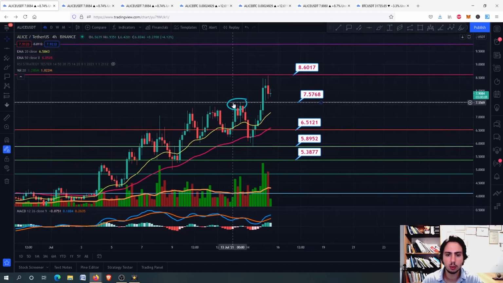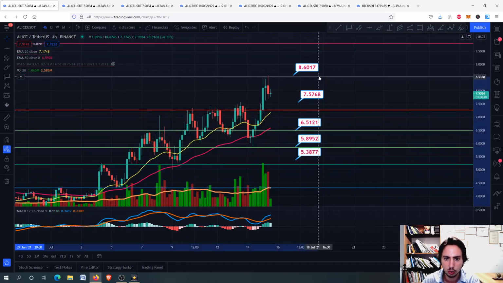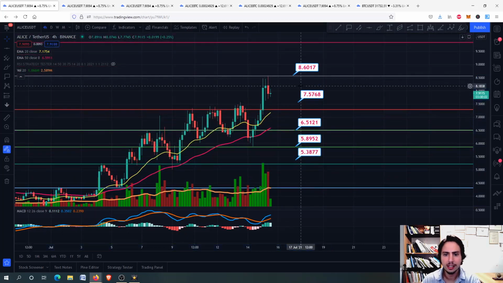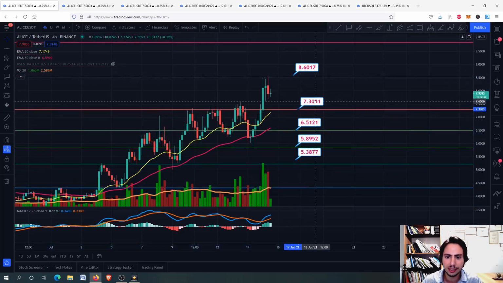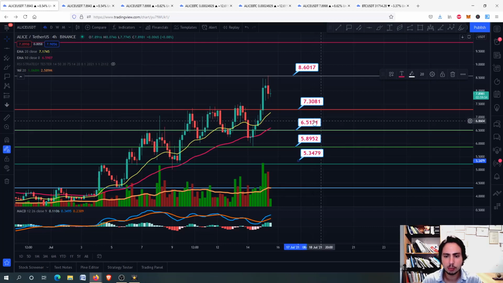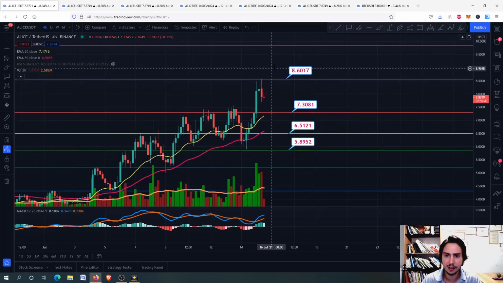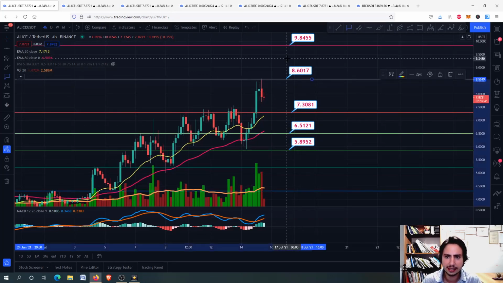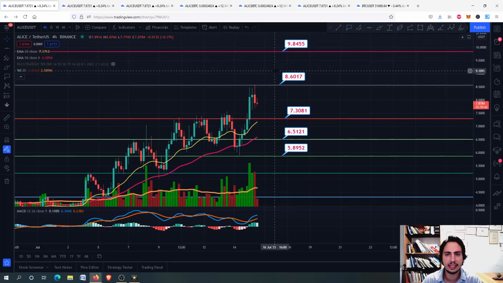What we will do right now is extend our Fibonacci retracement to the top right there. So now in case we drop a little bit down, you see the major support levels that we have: the 7.3, 6.51 and 5.89 to 5.9. And the next price target is this one right here, 9.84.